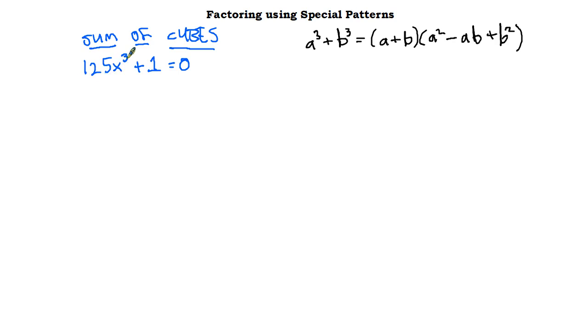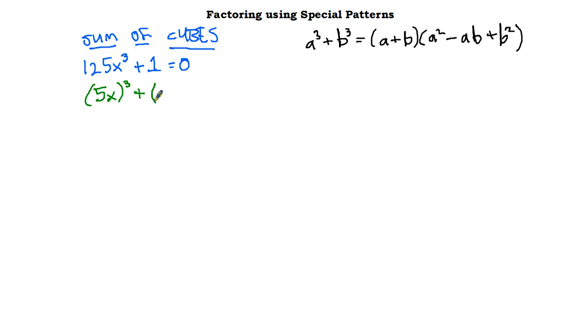So 125x cubed I present to you as something cubed. If you want to pause the video and try to figure it out yourself, that'd be awesome. I also say that 1 is something cubed. So I'm going to go ahead and rewrite those as something cubed. Hopefully you beat me to it and you realize that if I multiply 5 times itself 3 times, I get 125, and then x times itself 3 times is x cubed. So I must have 5x cubed when I have 125x cubed.